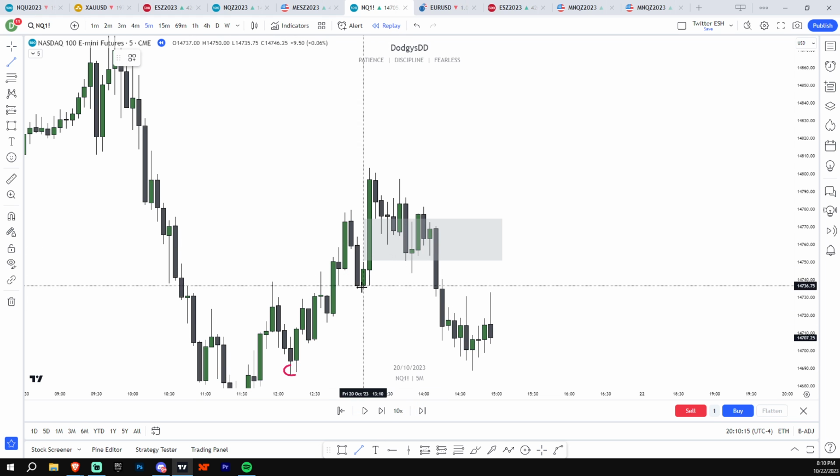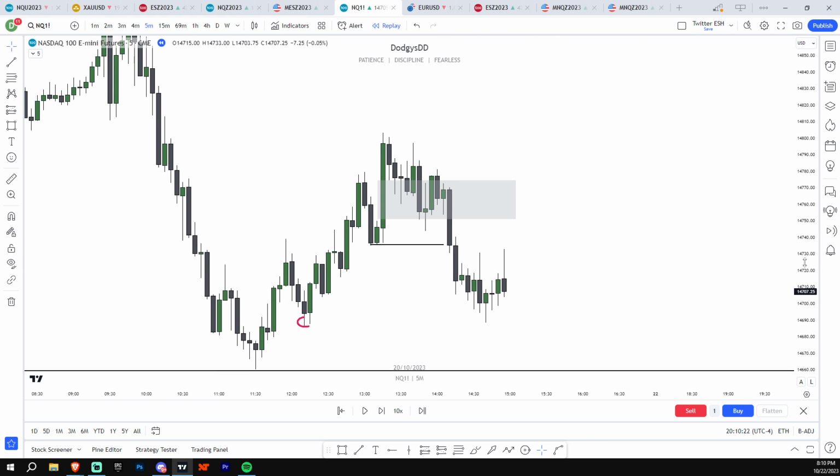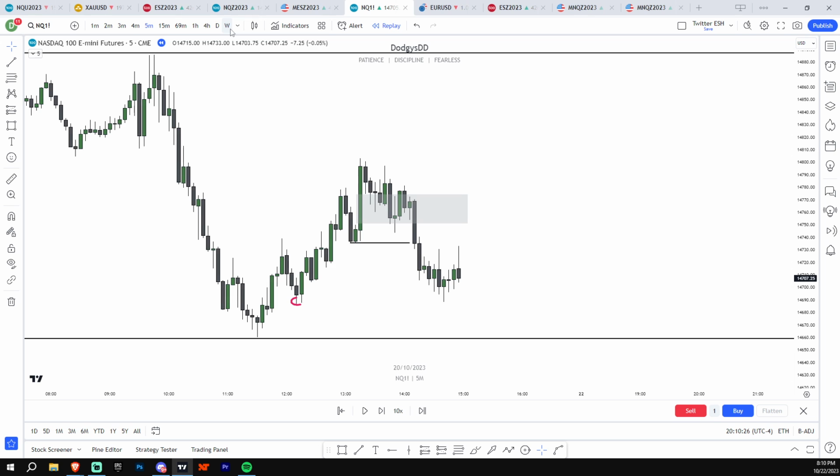However, it really didn't give any entry, unfortunately. It did in the lower time frame, as I already showed in the 1 minute. It gave us a nice entry there. Same thing on, like, if you don't understand that example, just look at the weekly.